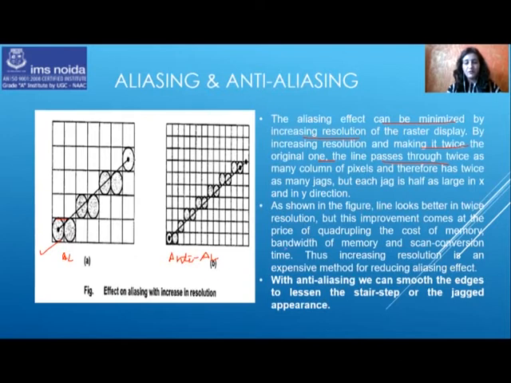Overall we can say that there are lots of methods. Anti-aliasing consists of lots of techniques to reduce this jagged problem, right? But here we will discuss only a small part. This is the main solution to remove the aliasing problem: we have to increase the resolution of the image, then the jagged problem will be removed. So we can say that with anti-aliasing we can smooth the edges and lessen the stair step. Stair step means the jagged problem, right?